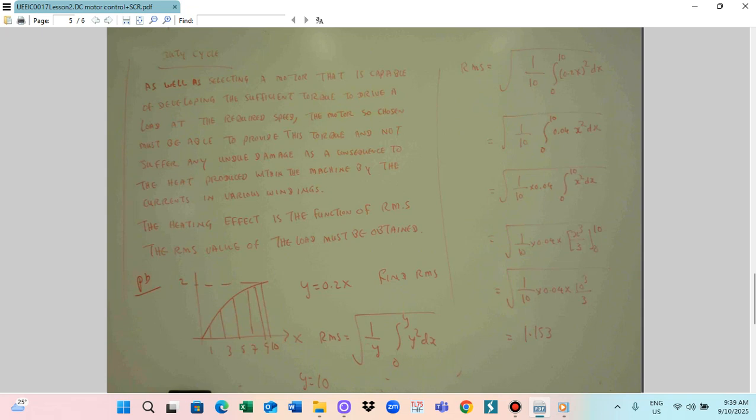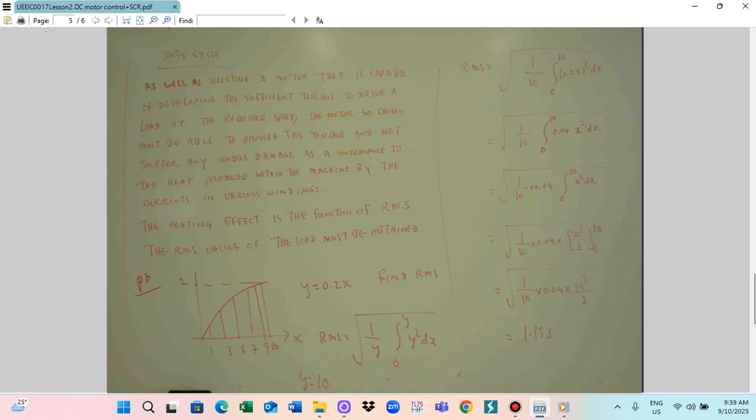So you have to indicate the 1 by y, where y is the number of divisions. Y is the 10 divisions. So with 10 divisions, you have to integrate from 0 to 10. So that we calculate RMS. In this case, the y value is given as 10 divisions. Here you see how many: 1, 2, 3, 4, 5. So this is 10 divisions.